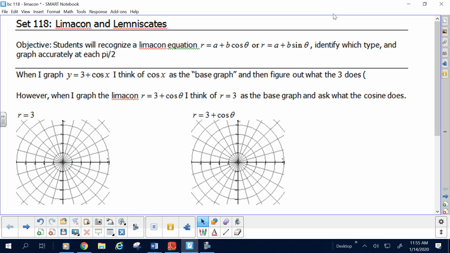Okay, so this is a subset of the polar graphs, limacons and lemniscates. That's not actually a C, I guess it's called a cédille in French. It's some kind of funky French C. Am I saying it right? Limacons. Limacons. Okay? Yes.